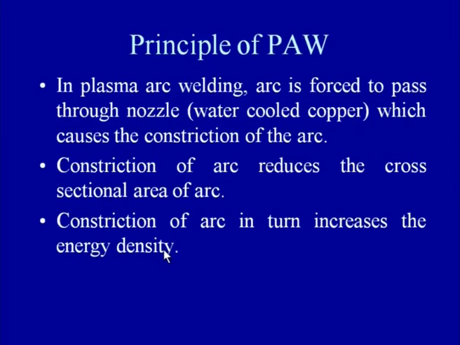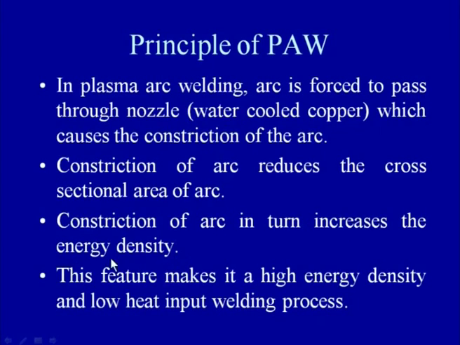So, the constriction of the arc reduces the cross sectional area of the arc, which in turn increases the energy density associated with the arc in the PAW process, and this increase in energy density in turn reduces the heat required for melting the faying surfaces of the base material, and this makes it a low heat input welding process. Because the higher the energy density associated with a particular process, the lower the amount of heat required for melting the faying surface of the base material to bring it to the molten state and to develop the weld joint.